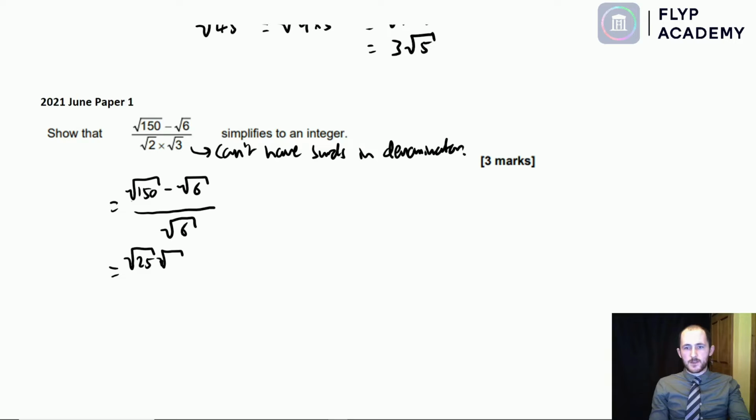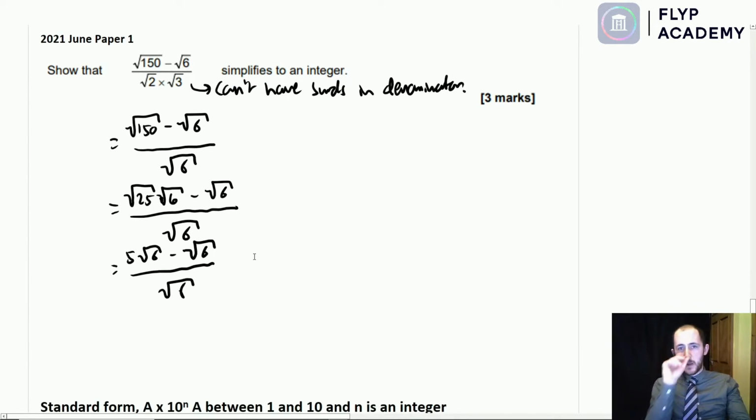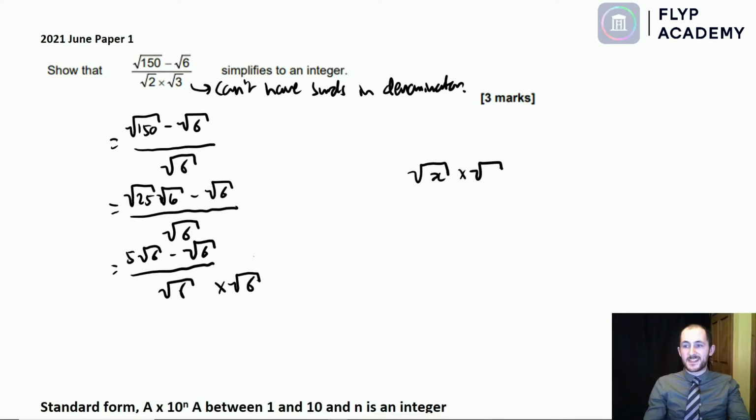And that would be 6 minus root 6 over root 6. And again, we're just simplifying this fraction at the moment. So that becomes 5 root 6 minus root 6 over root 6. Okay, so now how do I rationalize a denominator? Well, if I want to get rid of a square root, all I do is I times by the exact same square root. Because if you have the square root of a number times by the square root of the same number, it just becomes the number. Okay? Remember, with a fraction, whatever you do to the bottom, you do to the top.